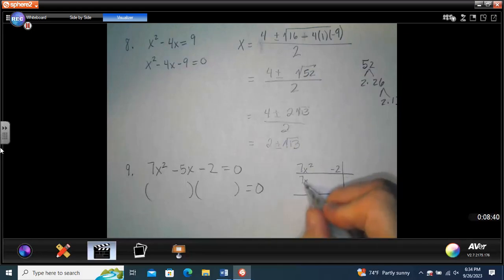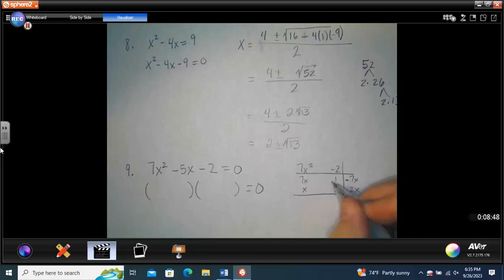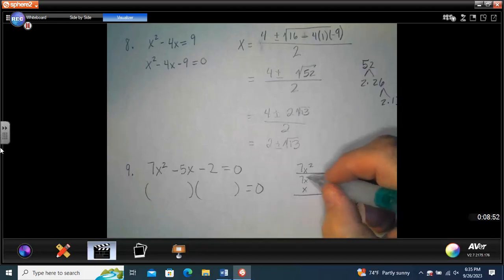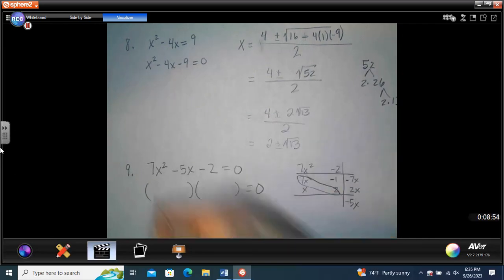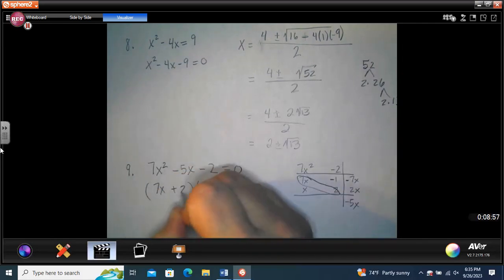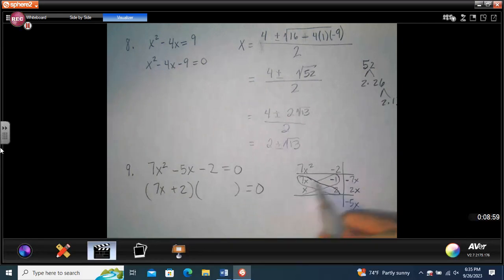Obviously going to be 7x and x. I need the 1 here and the 2 here, so I get 7x and 2x, and I need the 7 negative, so that's negative. And so my answer is 7x plus 2 times the quantity x minus 1.